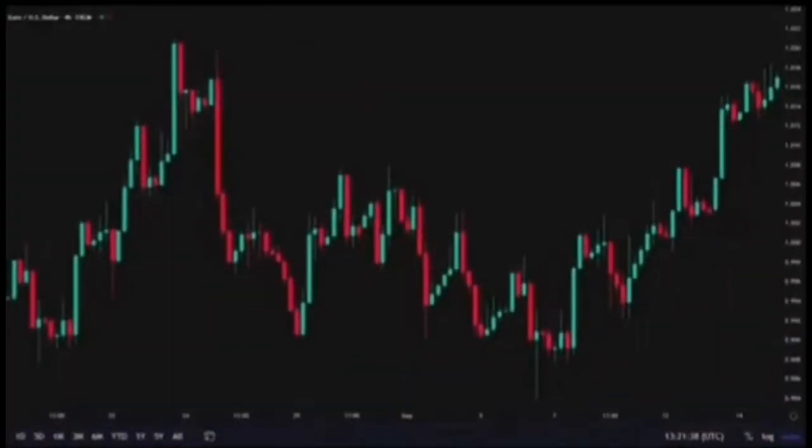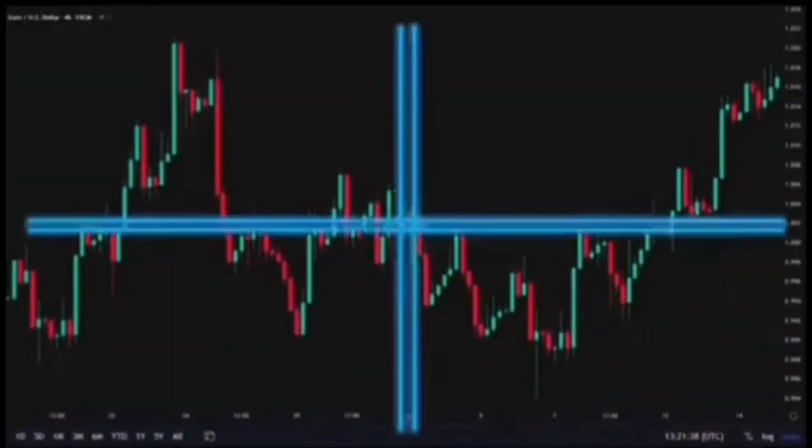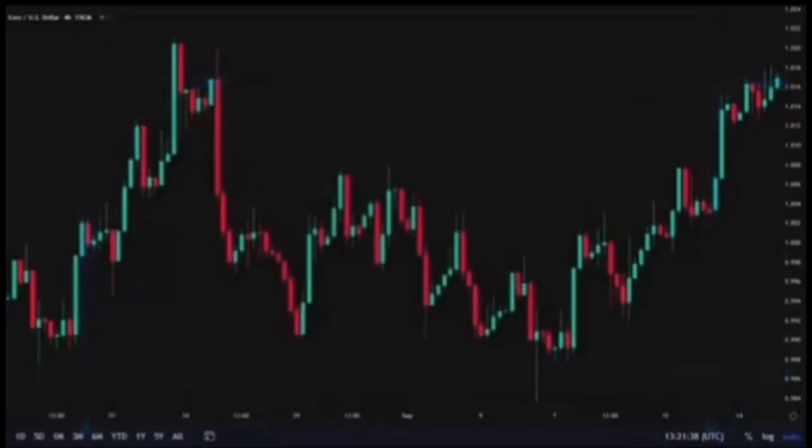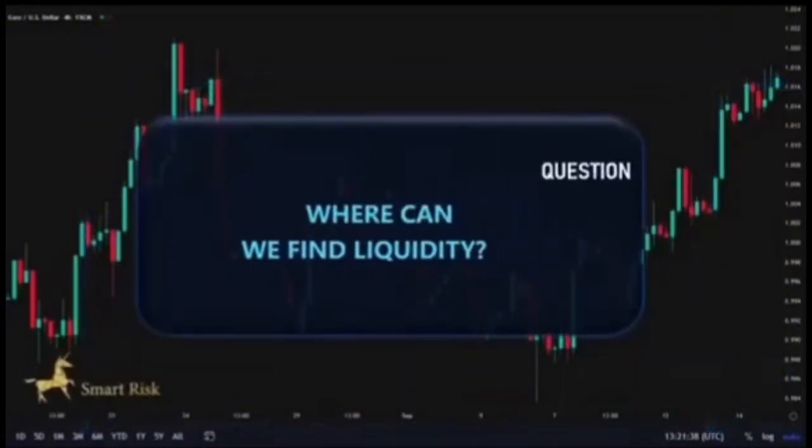Let's move on to liquidity. What is the exact definition of liquidity? Liquidity simply means money or large counter orders that must be fulfilled. The market always needs to sweep the liquidity to gain momentum. In other words, liquidity is used as the fuel of the market, which is vital and necessary for the market dynamics. So, where can we find the liquidity?